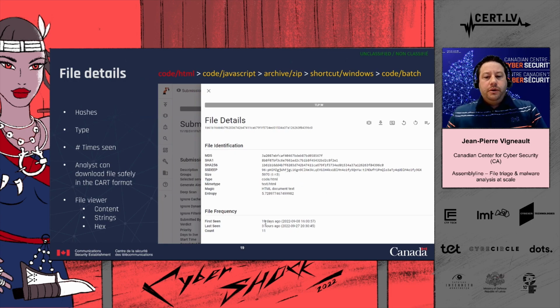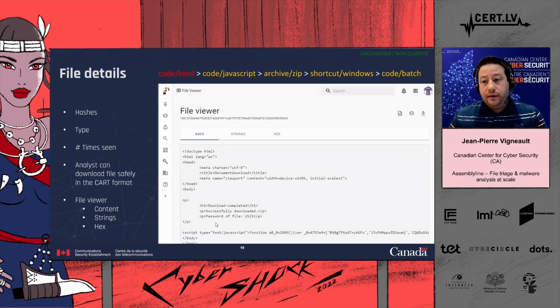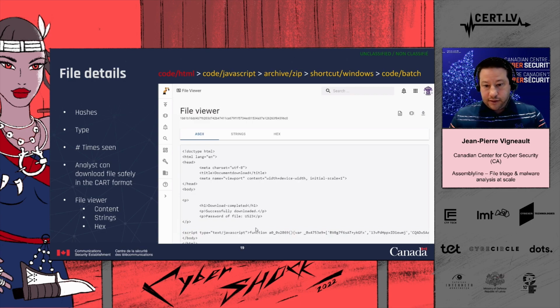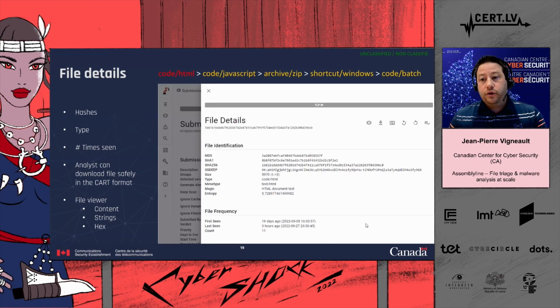So if we jump into the file detail, I'm looking at the HTML file here. We know the type, we know the number of times we've seen it, the first time we've seen it, and we can also see the content of the file. In this case, this is the JavaScript that was found. We can see some obfuscated JavaScript. And interestingly, there is also a password. More on that a little bit later.